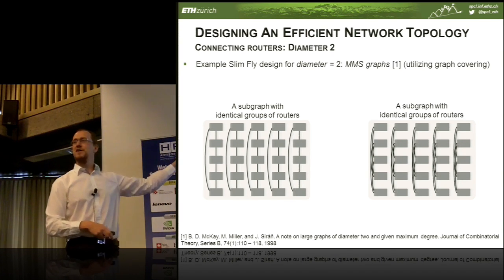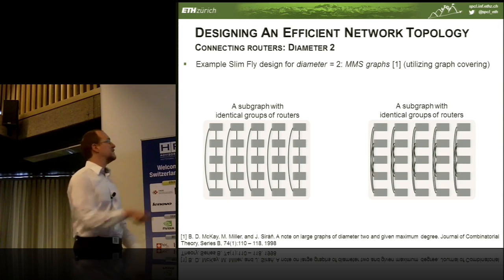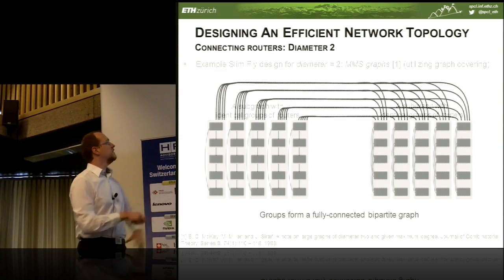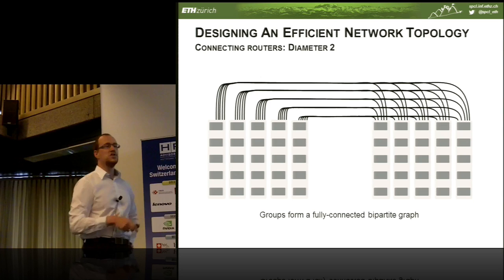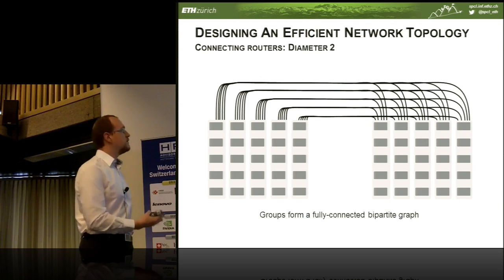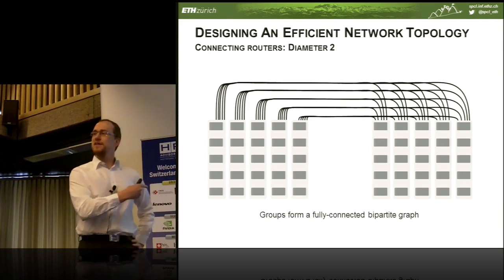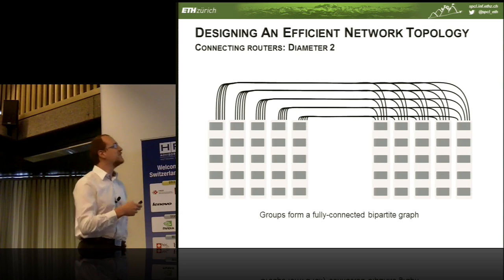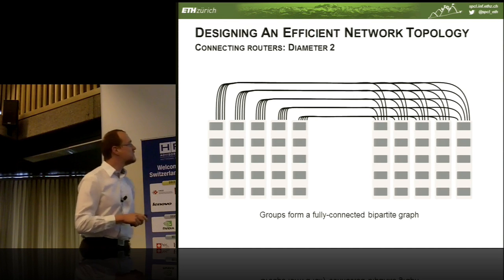And of course, this is not a good topology because it's not connected, right? So these guys are not connected. So of course, there are global connections from each group to each other group. So it forms a fully connected bipartite graph. So again, if you know Dragonfly well, you will think, that's very similar. It is. We'll talk about the differences in a couple of minutes.